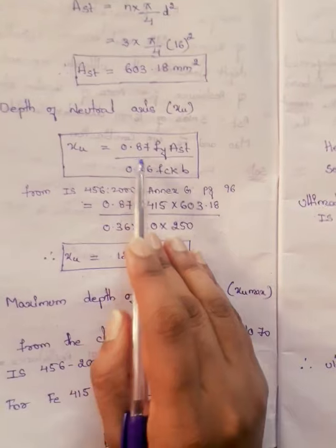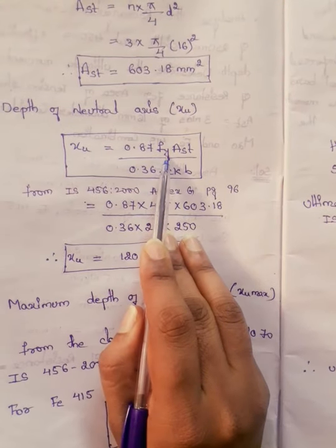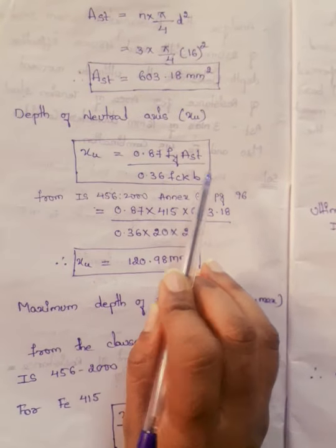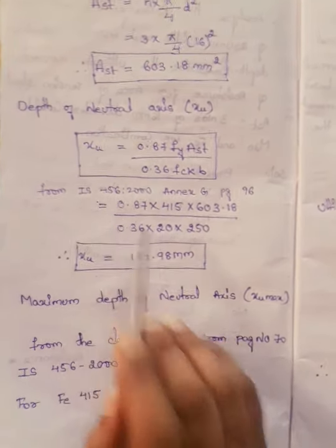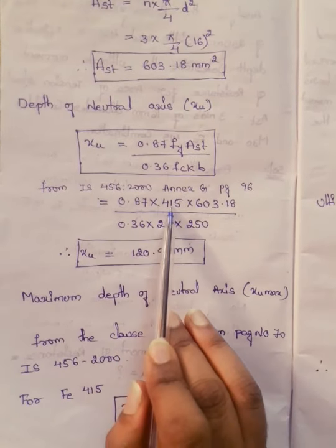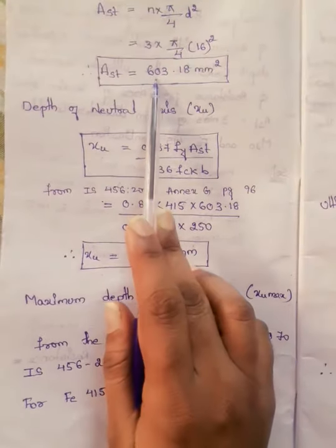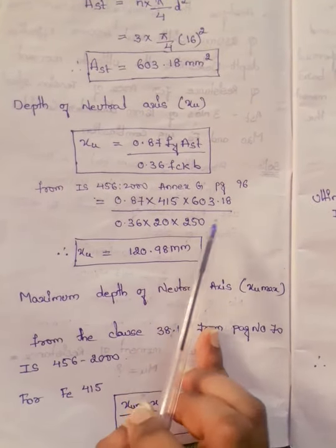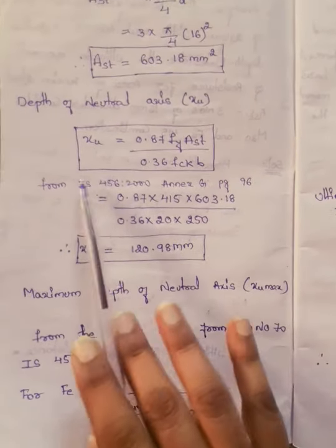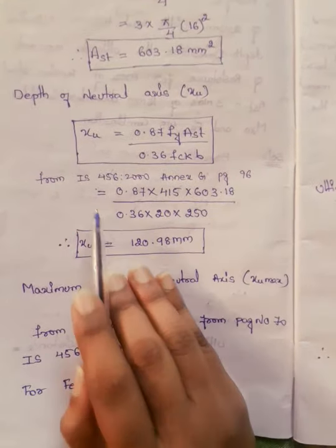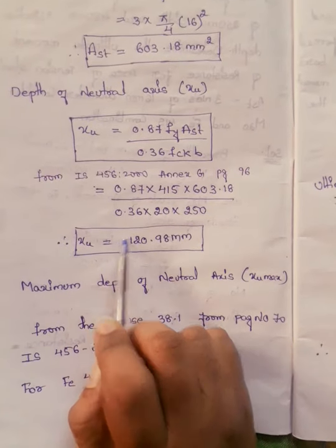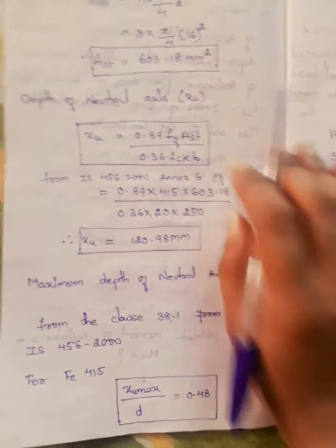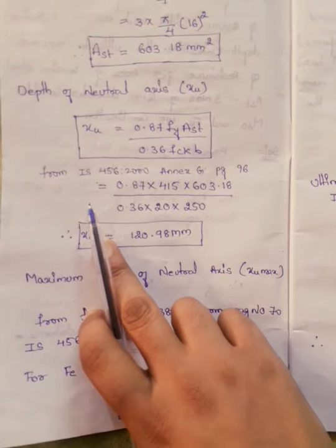That formula only. Now fy we know, 415, it is given in the question. Ast we have just calculated, and fck is given in the question, and b also is given, that is 250. So substitute all the values: 0.87 into 415 into Ast, 603.18, and 0.36 into fck, which is 20, and b equals 250. Then we get Xu equals 120.98 mm. So we have got Xu equals 120.98 mm.